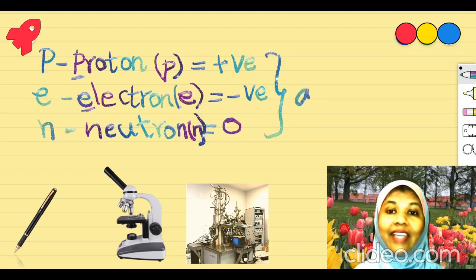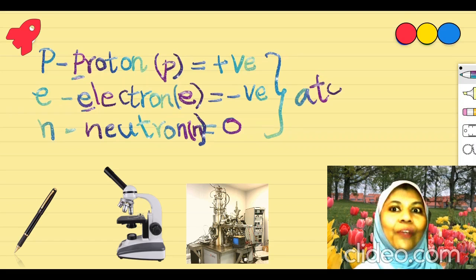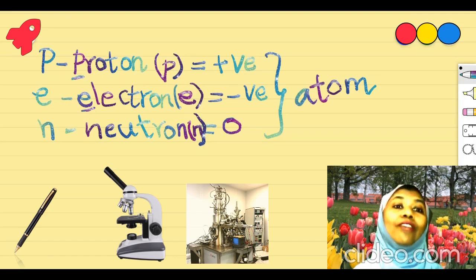So inside atom, these three things are present. I will say it once again. Atom we can't see with our eye. We can see only with electron microscope or scanning tunneling microscope. Inside this atom, this proton, electrons and neutrons are there. So there are three children for atom. Now, how will they join?